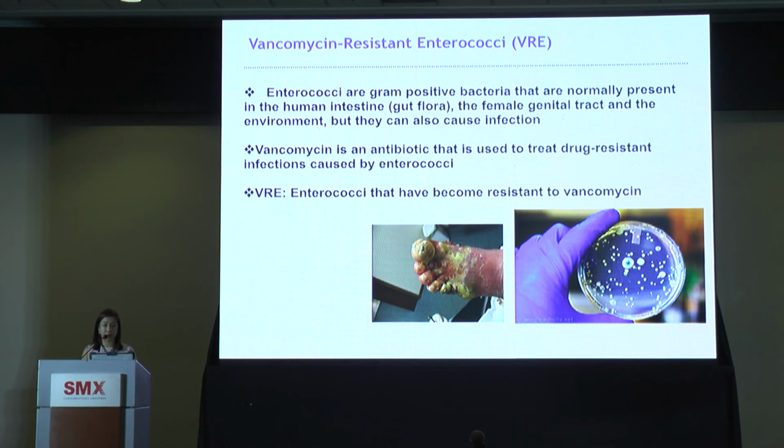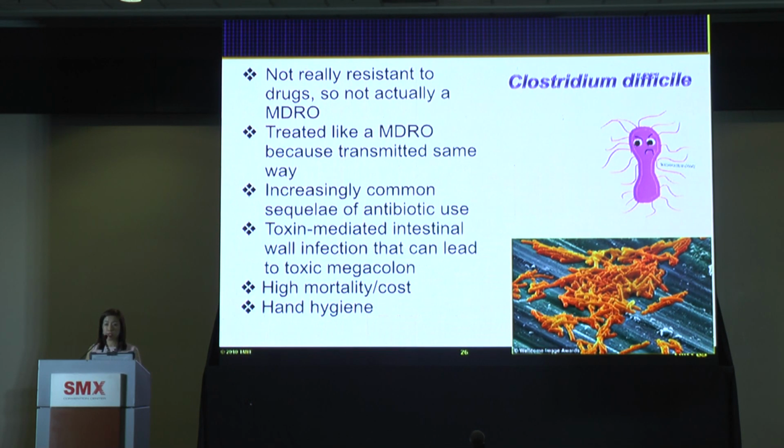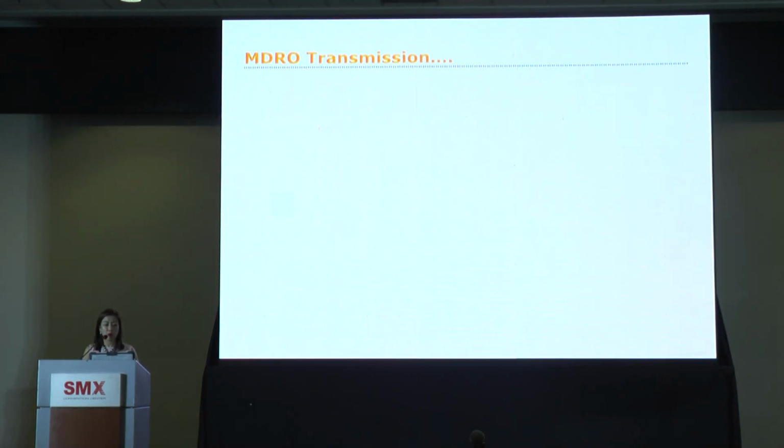which is vancomycin. Clostridium difficile, strictly speaking, is not considered a resistant organism. However, it is somehow categorized under MDRO because it is treated like an MDRO because of the similarity in its transmission. It is a common sequela of prolonged use of broad-spectrum antibiotics, manifested with toxin-mediated intestinal wall infection. So it also entails high mortality and cost, but take note, simple hand hygiene is very important in the prevention of Clostridium difficile. So how are these MDROs transmitted?